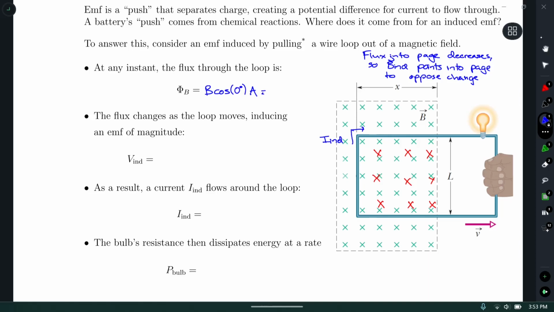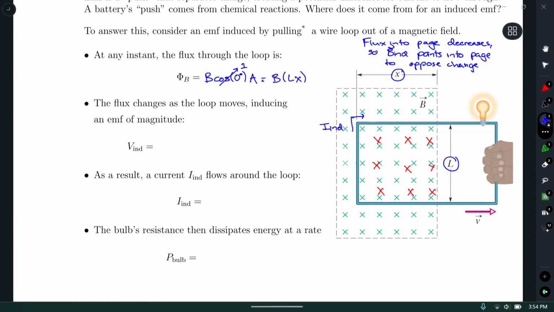So cosine 0 is 1. We don't need to worry about that bit, but we can write that area as the length of the loop, L, times however much of the loop is currently within the field, X. So this number, X, can vary as we pull the loop out, and it will get smaller in that case. To find the size of the EMF that is induced, we'll ignore the signs here, just worry about the size of it. So we'll leave that negative out of Faraday's law. The number of loops is just 1.